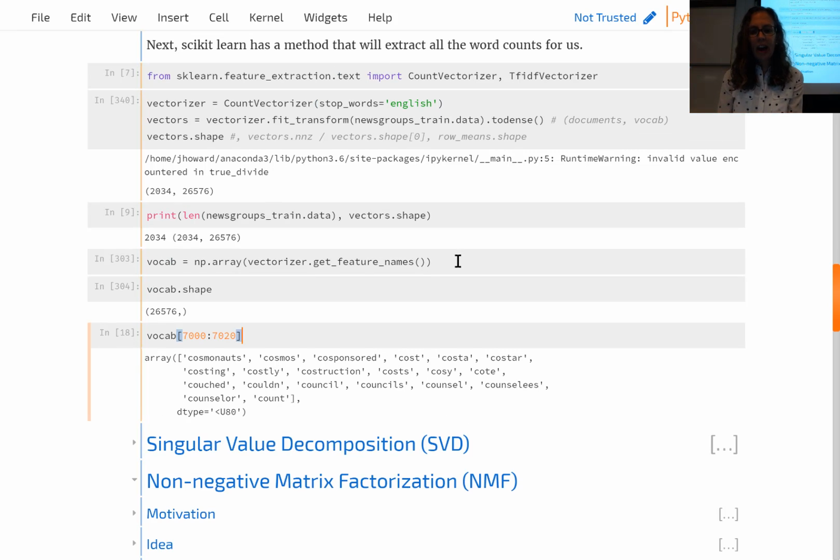So down here I use vectorizer.get_feature_names, put those into vocab, and then looking at the vocab, it's alphabetical. And here's a section in the C's of some of the words that show up. Any questions so far?